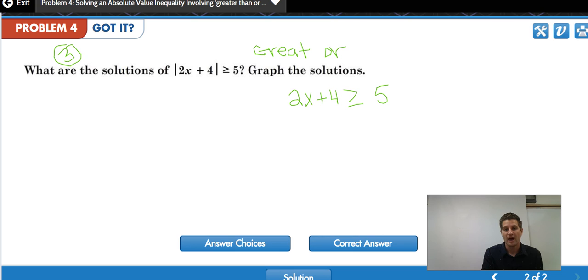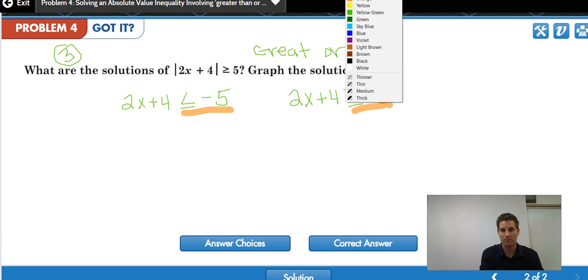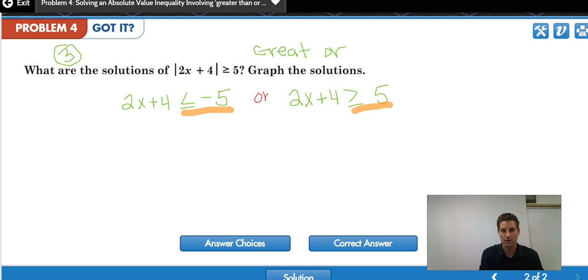Okay, and then I like to do the other equation over here. This time we're going to switch two things. We switch the sign and we also switch it to negative. So we switch both pieces there. Okay, so notice that these are different than these. We switched it. And then in the very middle, we put the word or. Now we just solve. Subtract 4 from both sides, and we get 1.